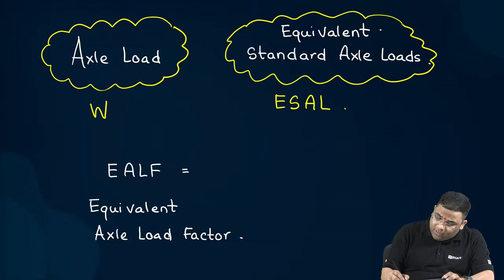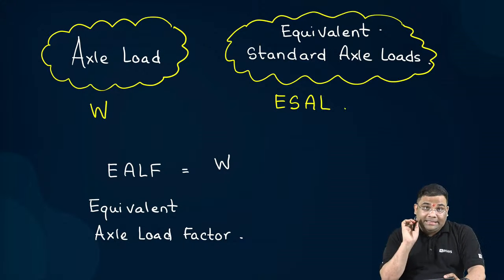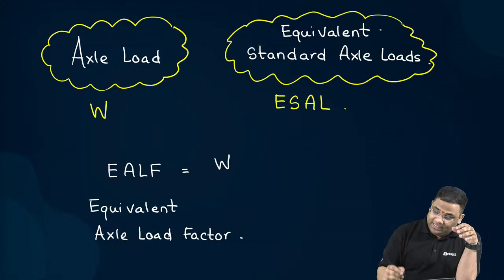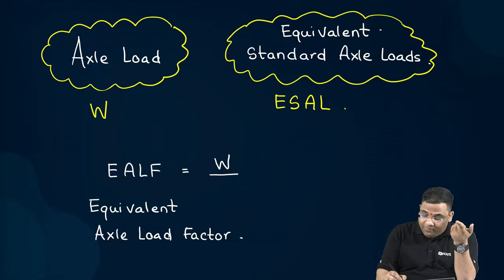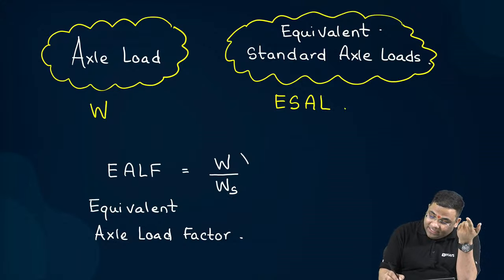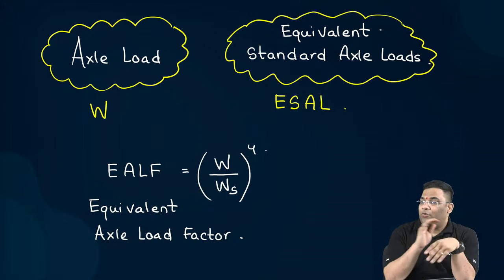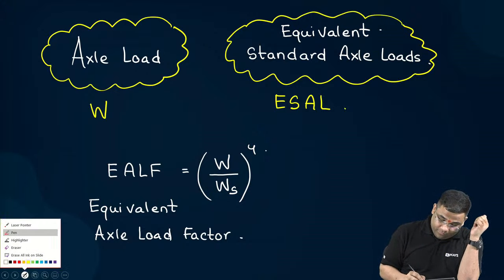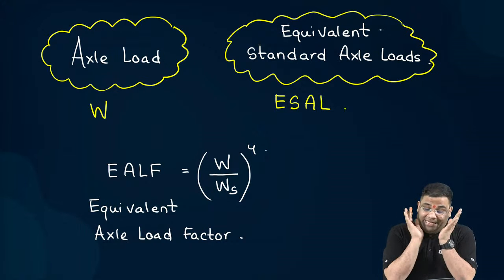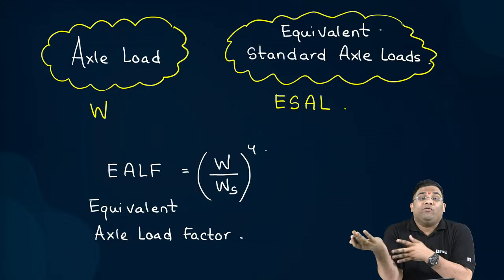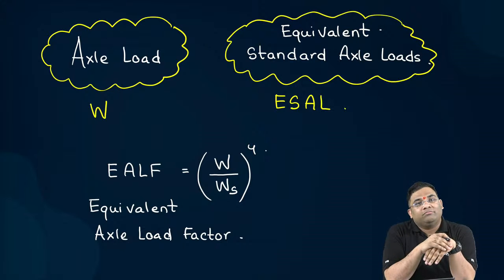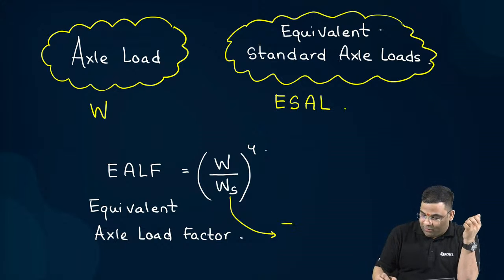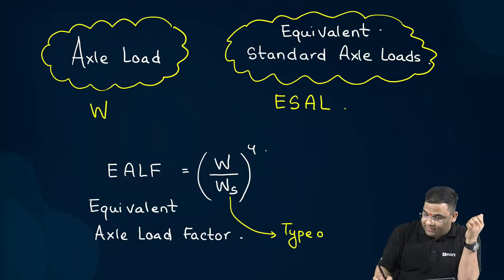So this is equal to the standard axle load conversion factor. And how is this value? This is actually equal to the axle load divided by the standard axle load, to the power 4. Now, this factor can convert any axle load into equivalent standard axle loads, right? And this standard axle load value will depend on the type of axle.